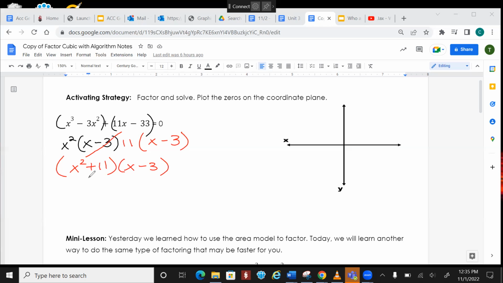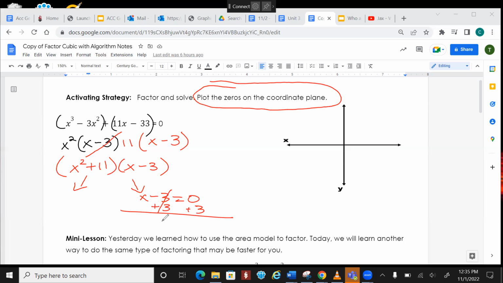Now, we're going to take each one of these and actually solve, because it's asking us to plot the zeros on the coordinate plane. So we're going to take x minus 3, set it equal to 0, and then solve. That's going to give me x equals 3. I'm going to plot it on my graph, and I'm going to take a second and let you catch up. But then we have this other one that we want to solve for.